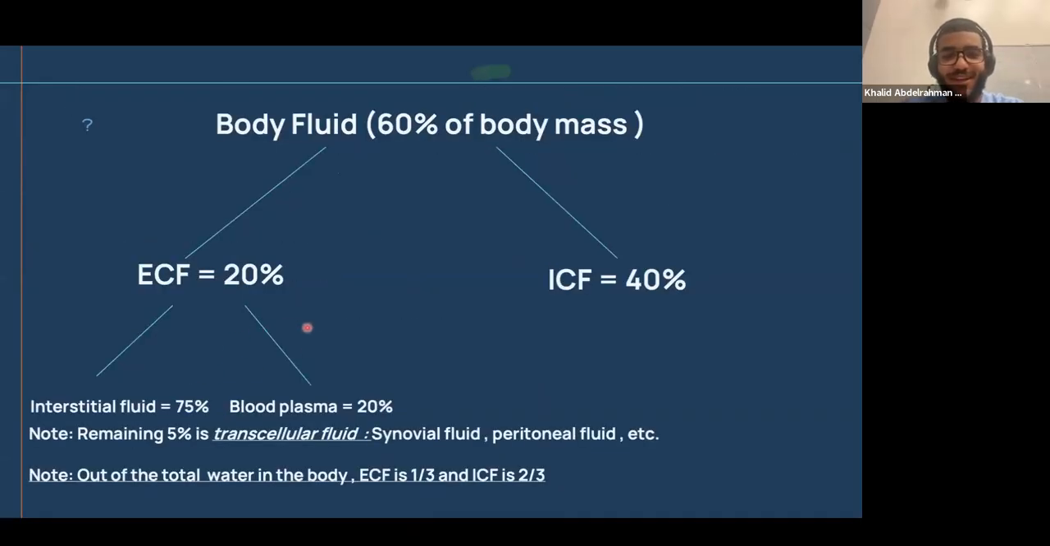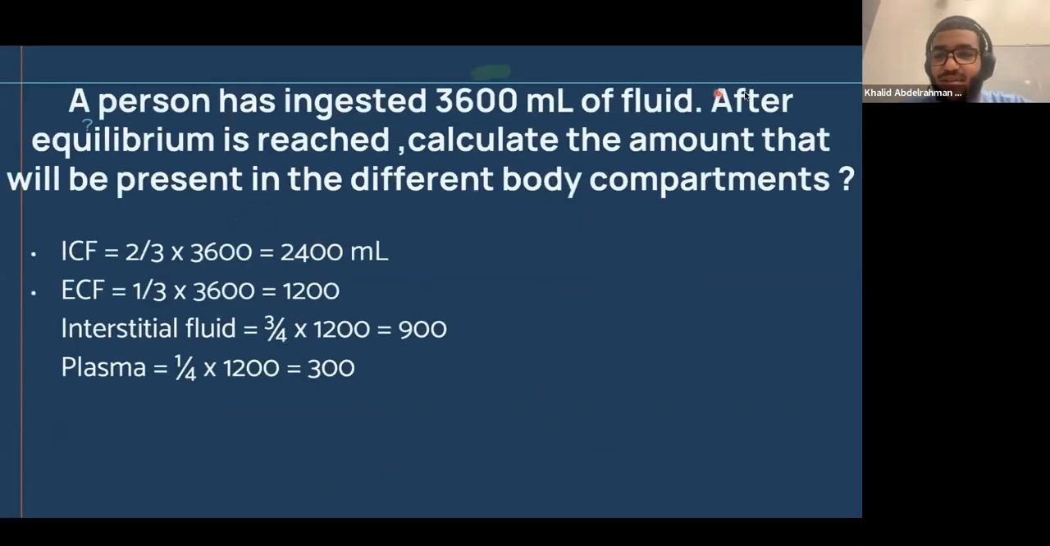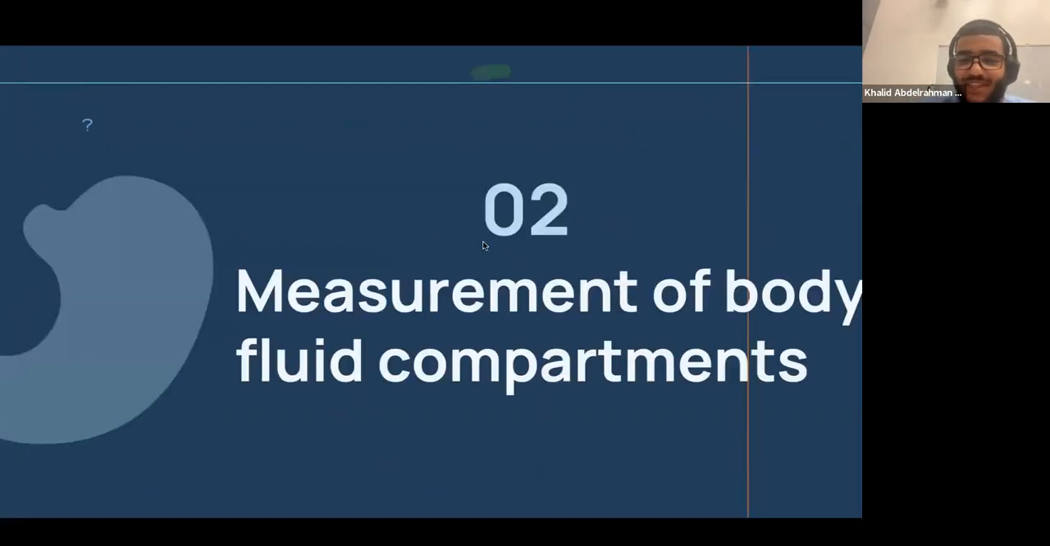who has ingested 3,600 milliliters of water, after the equilibrium is reached, calculate the amount that will be present in different body compartments. So you're not supposed to see the answer. So 3,600 milliliters, how will that be distributed in ECF and ICF? Does anyone know?